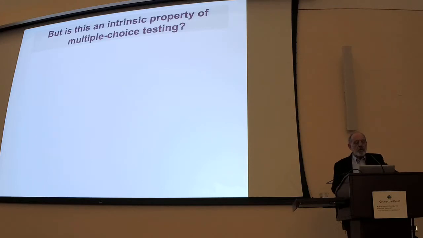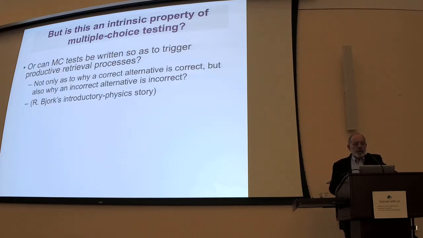But is this an intrinsic property of multiple choice testing? Or can they be written to trigger productive retrieval processes, and to address not only why the correct alternative is correct, but also why an incorrect alternative is incorrect? My interest in this goes back all the way to when I was an undergraduate physics major and had the physics sequence from a great teacher the whole year at the University of Minnesota. He, in contrast to everybody else, gave a multiple choice final examination. Everybody else had 10 questions or something, show your work, and that was scored. He had like 30 or 40 multiple choice. But what he had done was make every wrong alternative the one you would end up at if you had a reasoning problem or a confusion somewhere. So he had structured those questions.